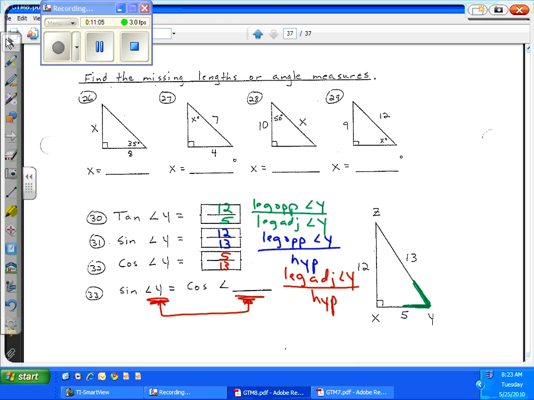The sine and cosine of complements are equal. So the sine of angle Y is equal to the cosine of angle Z. We know from the theorem that says the sum of the angles of a triangle is 180 that there's a corollary that says the acute angles of a right triangle are complementary. So these angles are complementary, meaning their sum is 90. The sine of an angle is equal to the cosine of its complement.